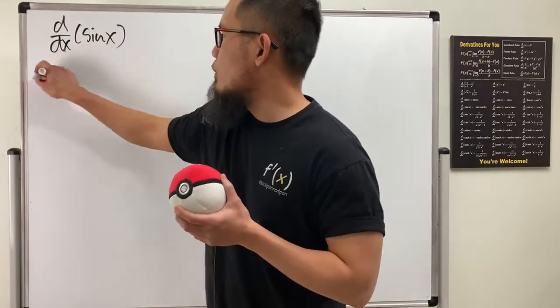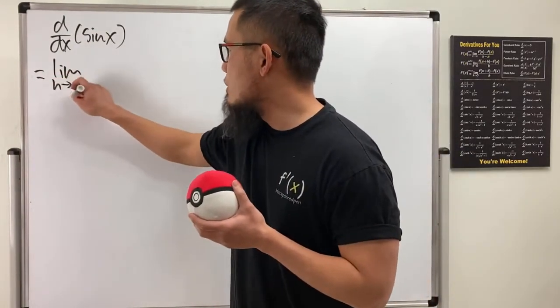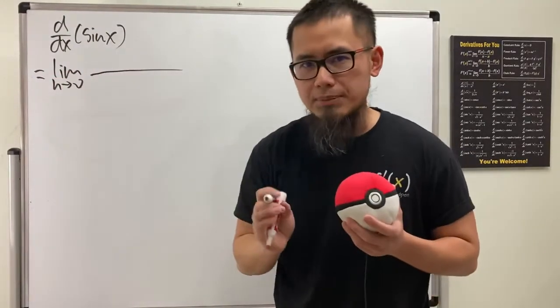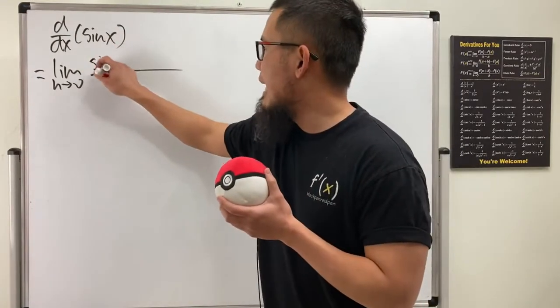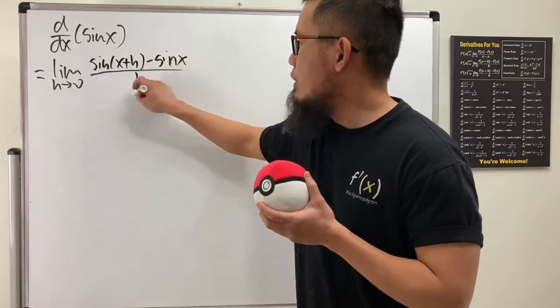So right here, of course, we have to use the definition of derivative. So remember, that's equal to the limit as h approaching 0. And then right here, we will have f of x plus h. So in this case, we have sine of x plus h, and then minus the original function, which is sine of x. And then all divided by h, right?